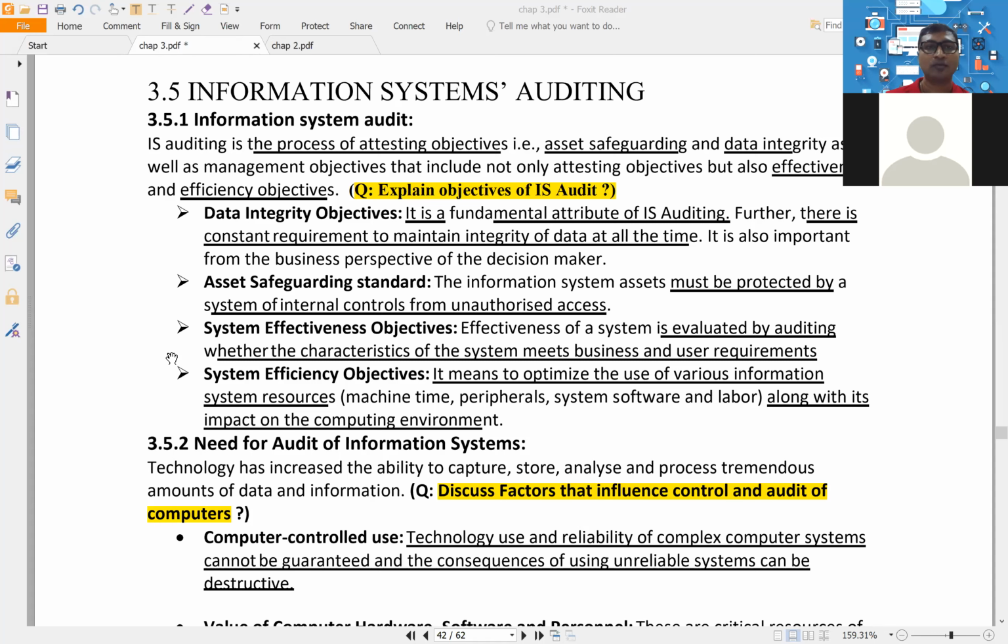Now, first, obviously, objectives of IS audit. Integrity is nothing but we need to check our data is not modified. Asset safeguarding, we need to check our assets are protected from unauthorized access. System effectiveness means all the features which we required in the system, whether they are there or not. And efficiency means whether the system is working perfectly, the performance of the system.